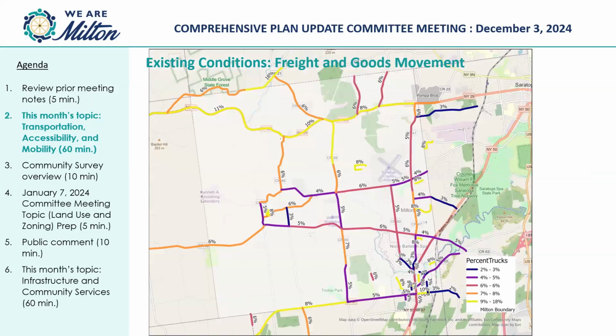Freight and goods movement. This is that same data set from DOT, but with percent trucks. This is both combination and single unit, I think, is the breakdown. So it's tractor trailers versus straight trucks, box trucks, delivery vans, yeah. Let's see.